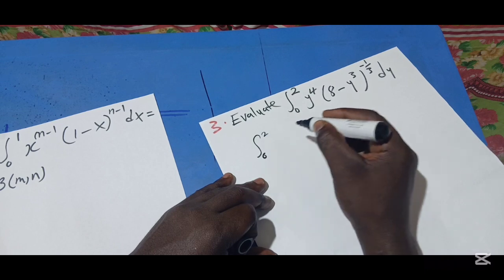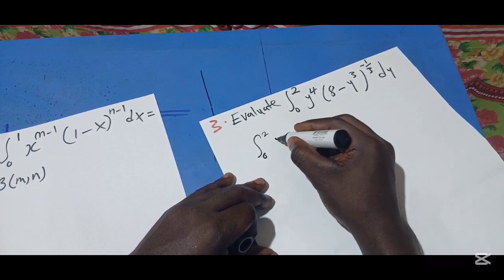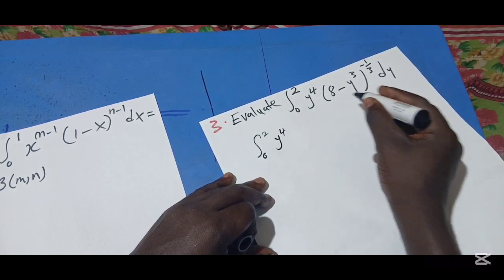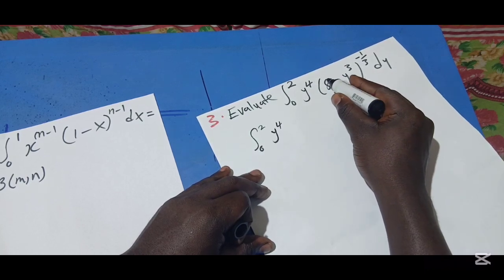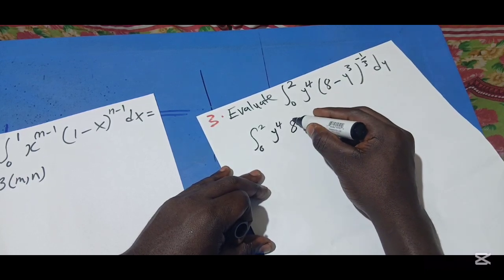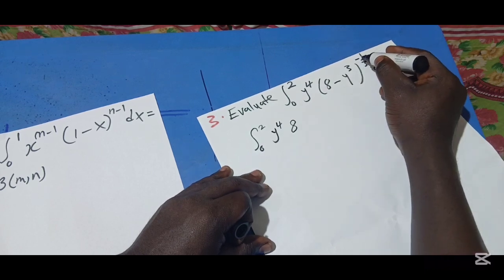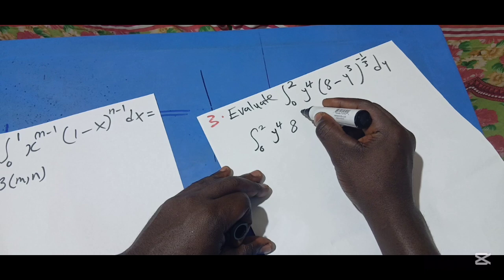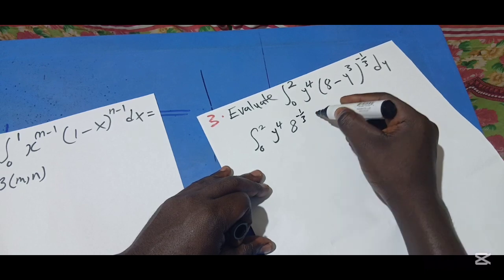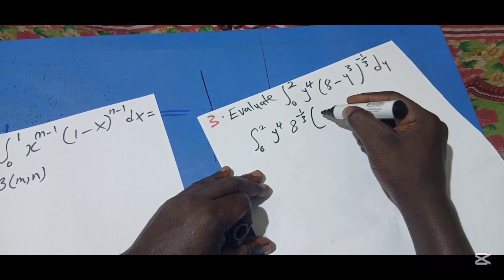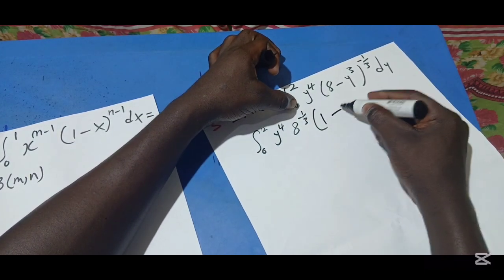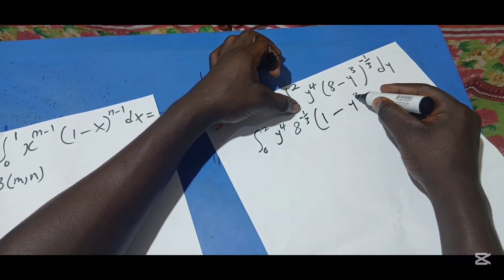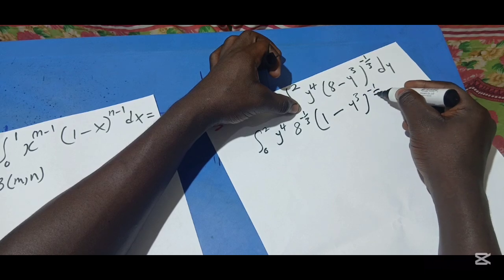Integral from 0 to 2, y to the power 3. Let's leave it at the power 4. Now let's leave it as such. So let's bring 8 out, like I said earlier, 8 out. And don't forget the power. The power also has an effect on 8, which is minus 1 on 3, all in brackets. When 8 is out, forget about the power now. So 1 minus y cubed on 8, all to the power.